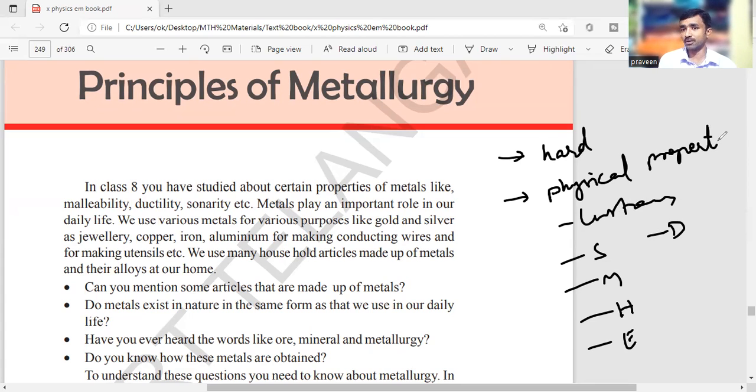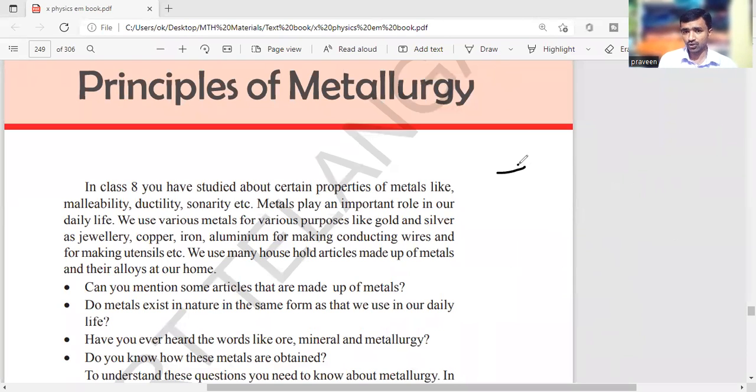Do you know the chemical properties? We learned some of them in acids, bases, and salts. In 8th class and 9th class also, you learned about the chemical properties: reaction of metals with oxygen, with acids, with bases. So many you learned. Those are the properties you learned.